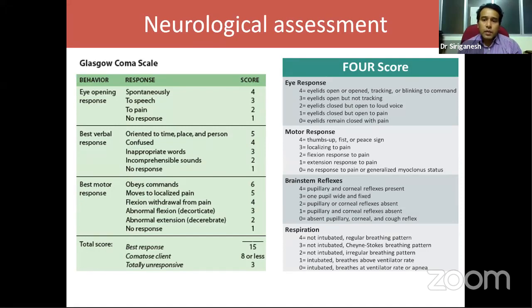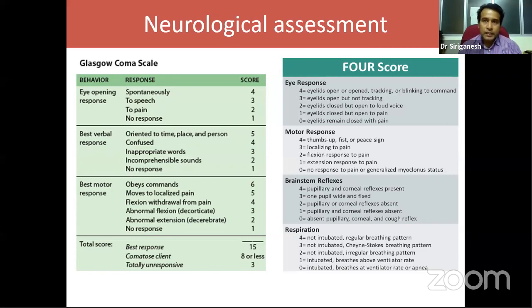So there are two scoring systems shown in this slide when it comes to neurological assessment. One, on the left, is the most commonly used, simple to administer, that is GCS, or the Glasgow Coma Scale score. It has 3 components: eye opening with a score from 1 to 4, verbal response a score from 1 to 5, and motor response a score of 1 to 6. So the total maximum score is 15 and the minimum score is 3.